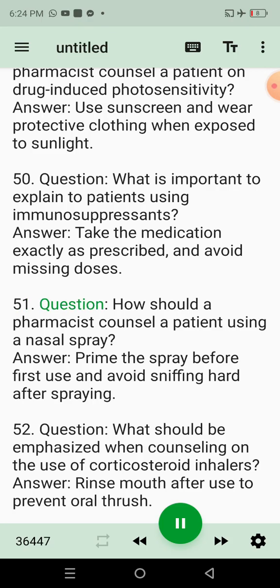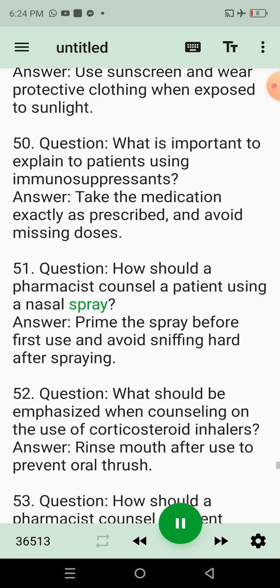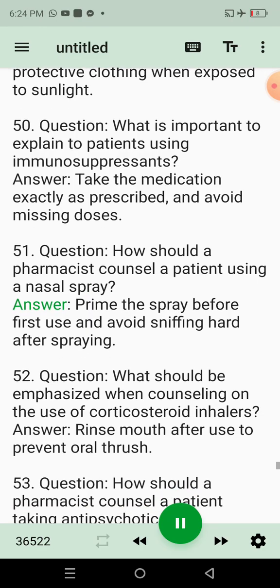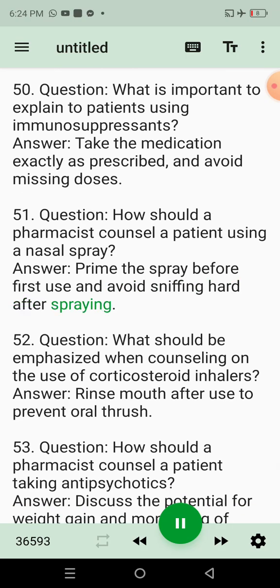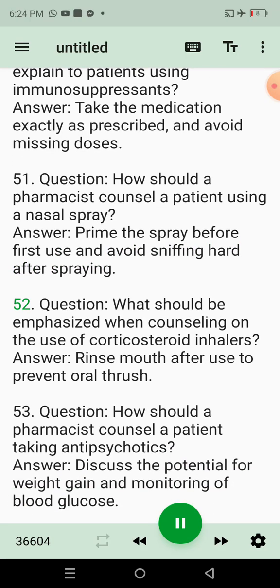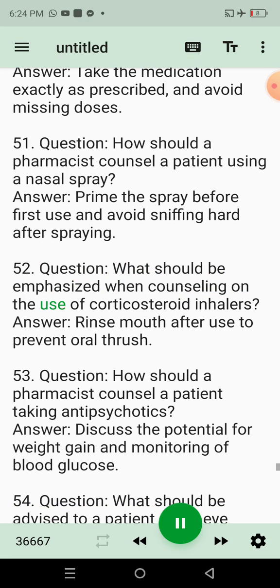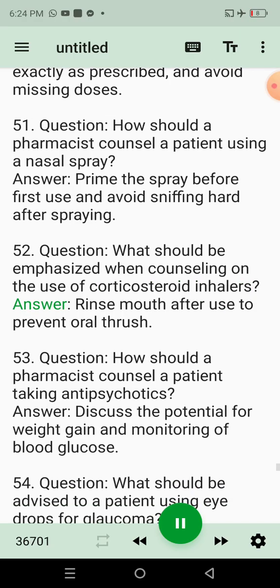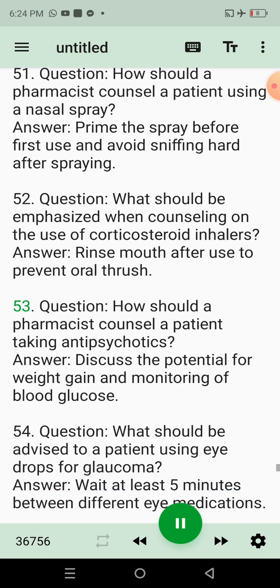51. Question: how should a pharmacist counsel a patient using a nasal spray? Answer: prime the spray before first use and avoid sniffing hard after spraying. 52. Question: what should be emphasized when counseling on the use of corticosteroid inhalers? Answer: rinse mouth after use to prevent oral thrush.